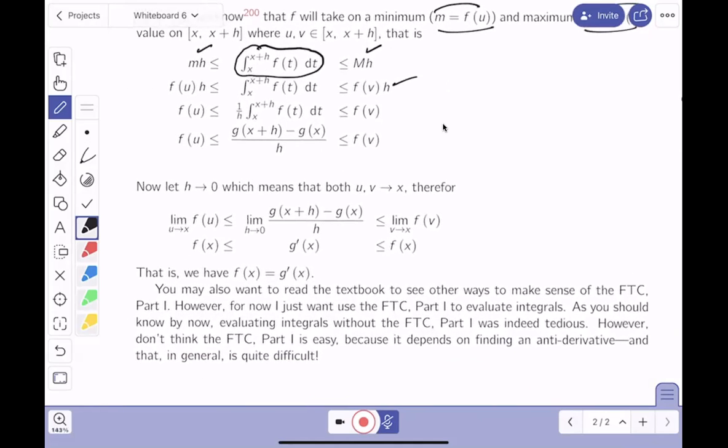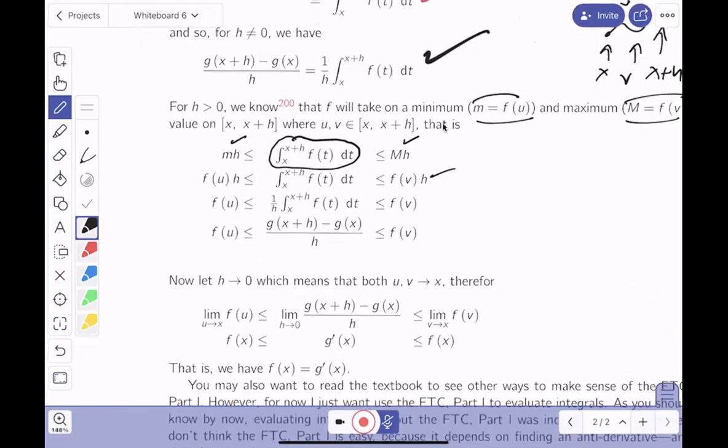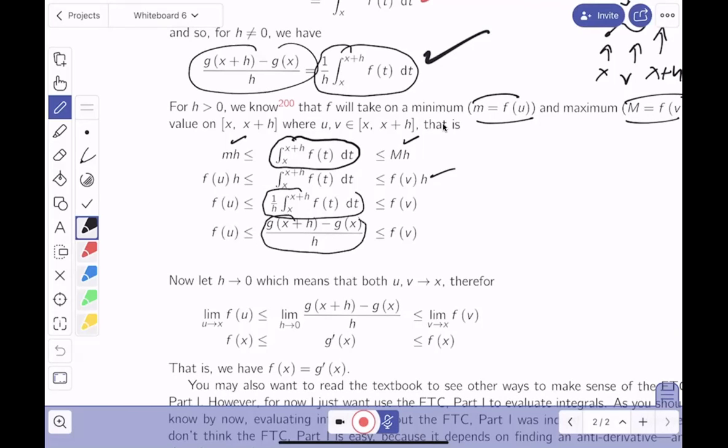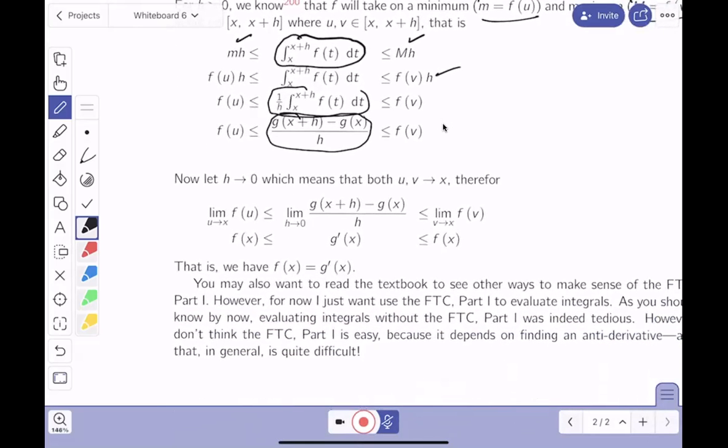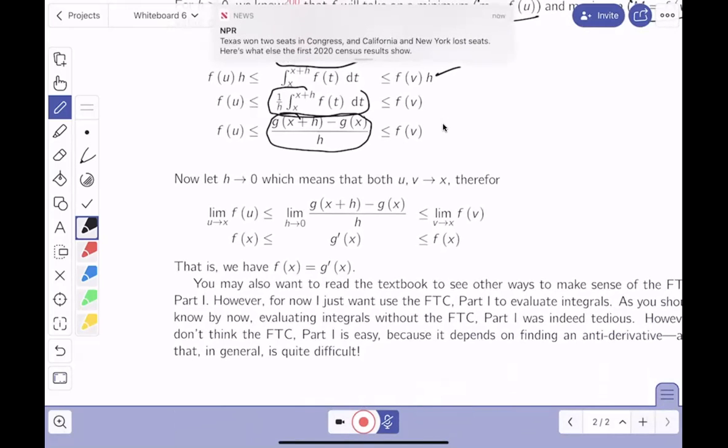Then what do they do? Divide all sides by h. Where they get f of u is equal to, now we know why they did it. They're back over here. And what's that thing? This thing over here. So what do they get now? They take the limit as h goes to 0 of each side. This is squeeze theorem.